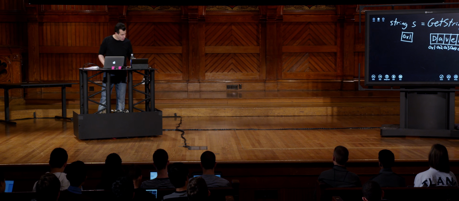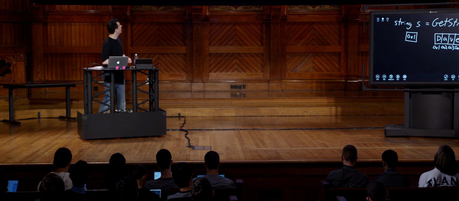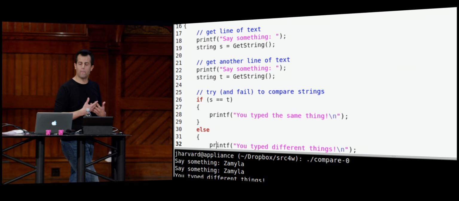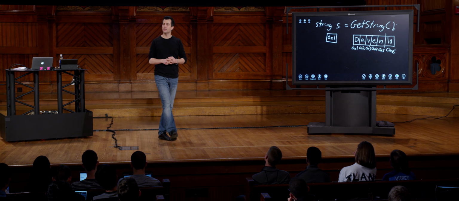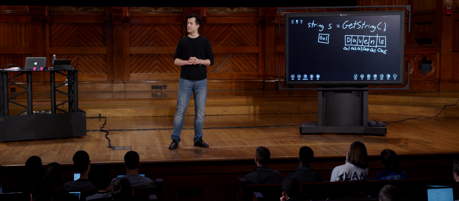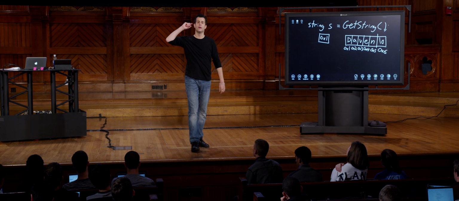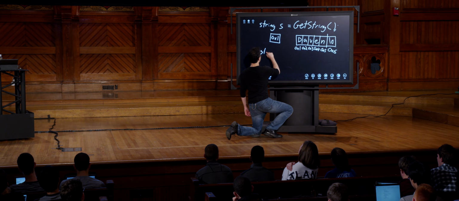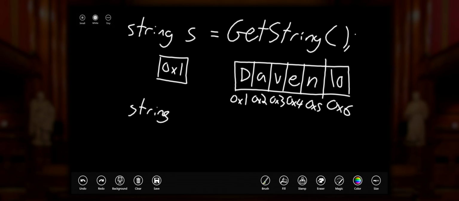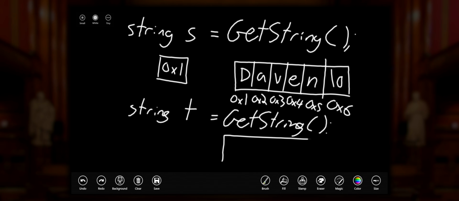So when we look now at the code here, explain, if you would, the bug in line 26. Why is Zamila and Zamila different? Why is Gabe and Gabe different? Yeah, simply because they have different addresses. Because when you call getString again, which I'll do quickly here, if this is the second line, string t equals another call to getString, the next time I call getString, I'm going to get a different chunk of memory.